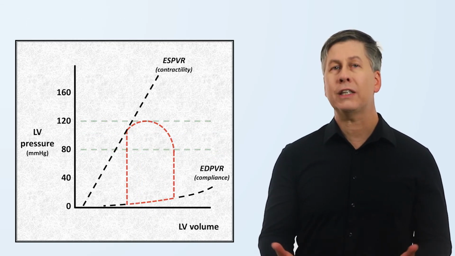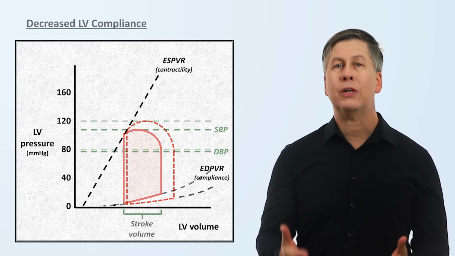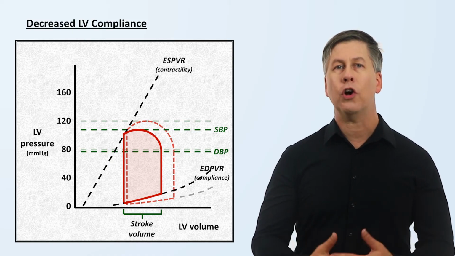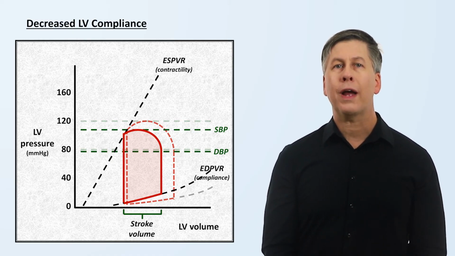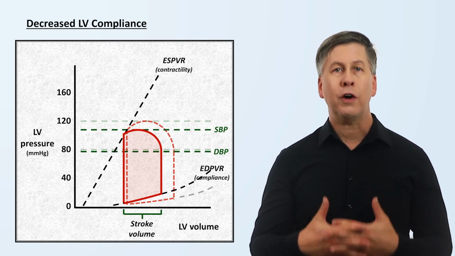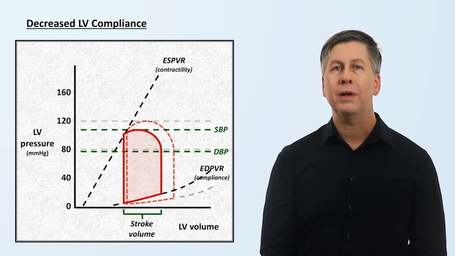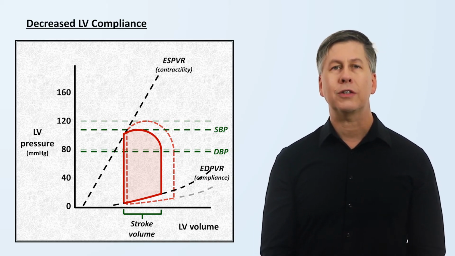And for the last of the 7 examples, what happens with decreased compliance? Decreased compliance increases the slope of the ED-PVR curve. The pressure when the mitral valve closes is reached at a lower left ventricular volume than normal. The most notable consequence to the PV loop is lower stroke volume, but blood pressure is also decreased.